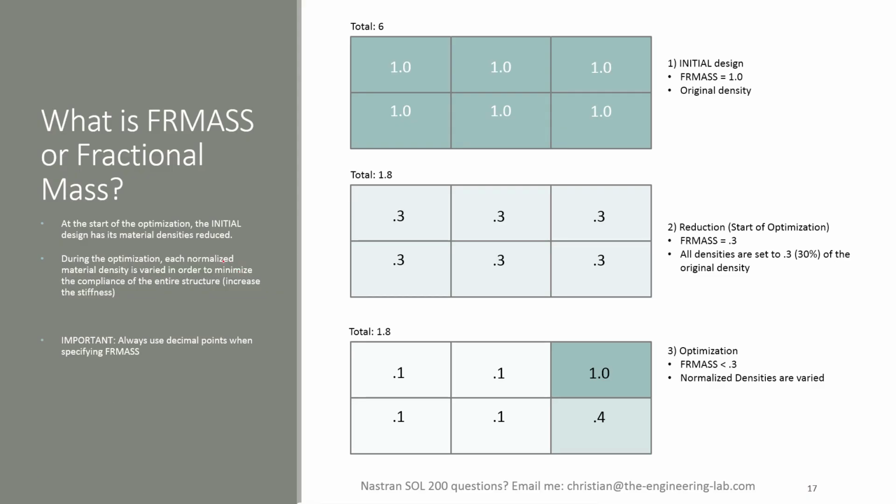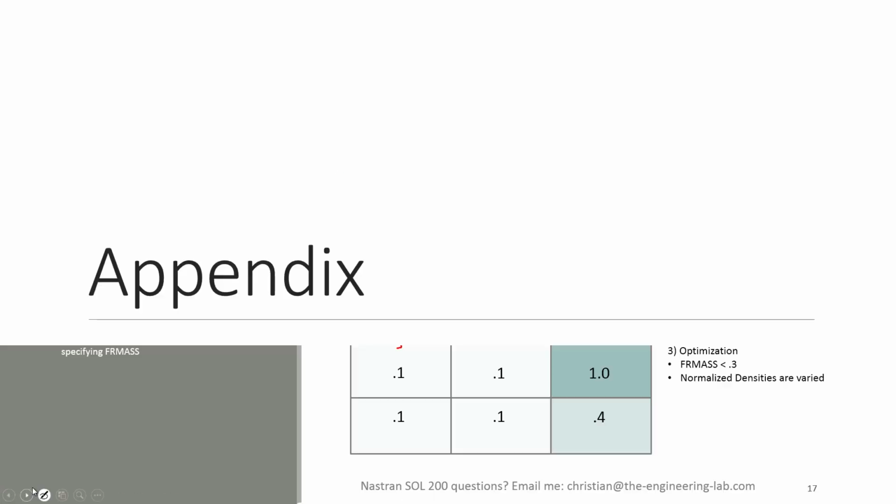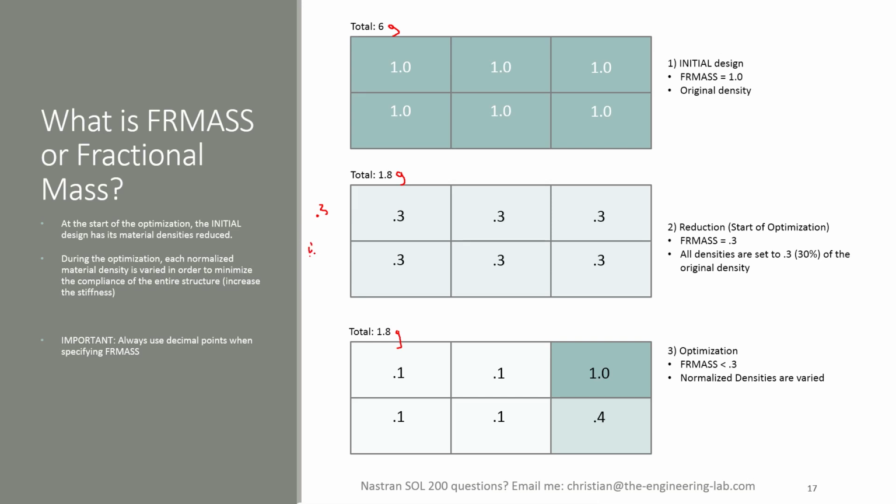So the first question I get asked a lot: what is fractional mass? Here, let's suppose the initial design is 6 grams and the final design is 1.8 grams. Here, the fractional mass compared to the initial design is 0.3. So fractional mass just means how much of the original mass is still there. If it's 0.3, that means 30% of the mass was kept. If it's 0.4, that means 40% of the mass was kept, and so on.